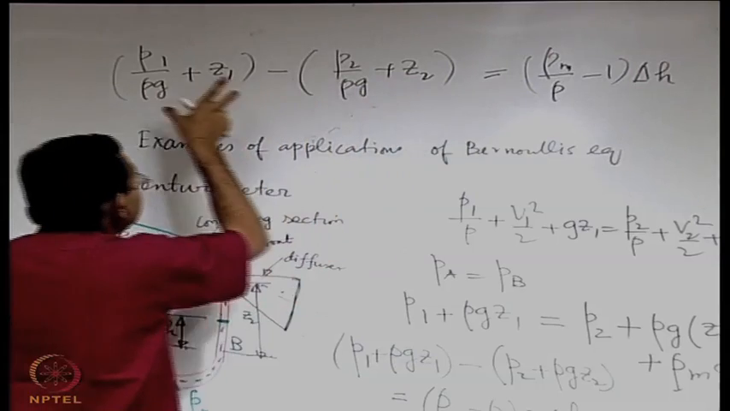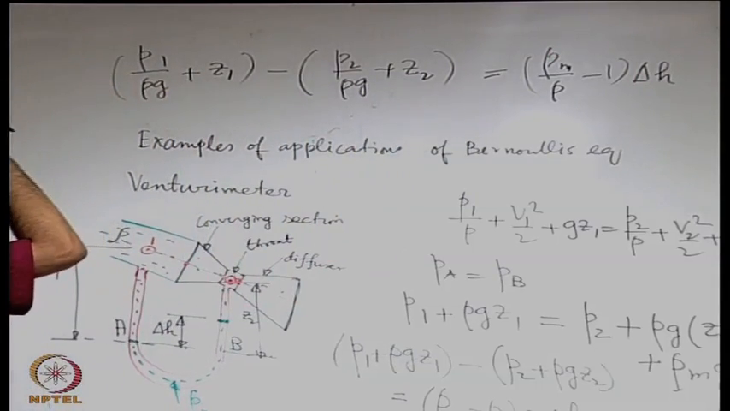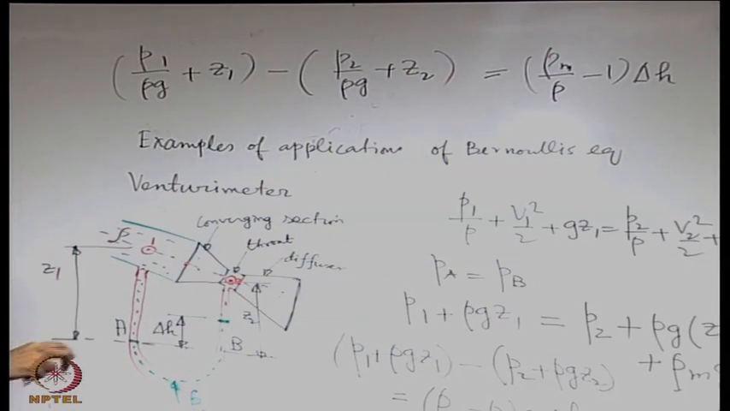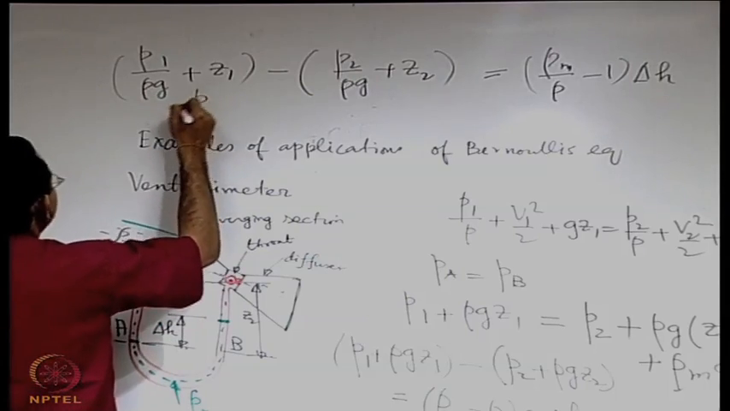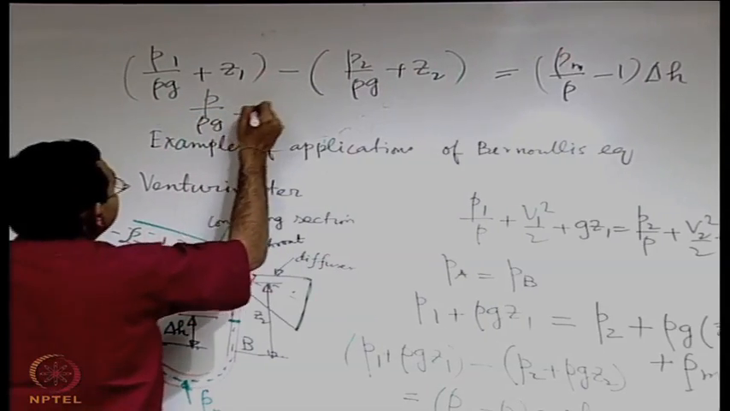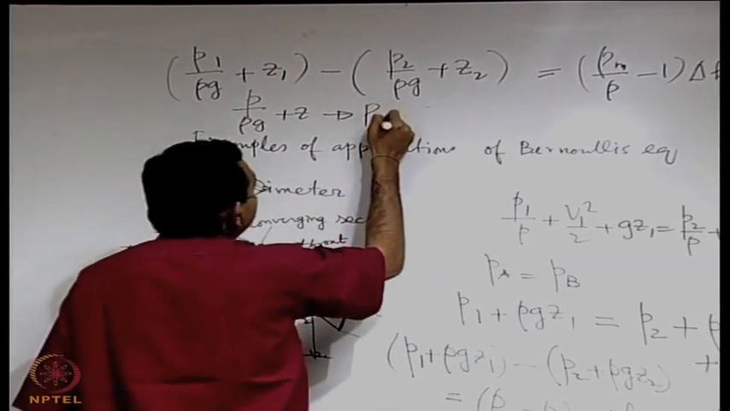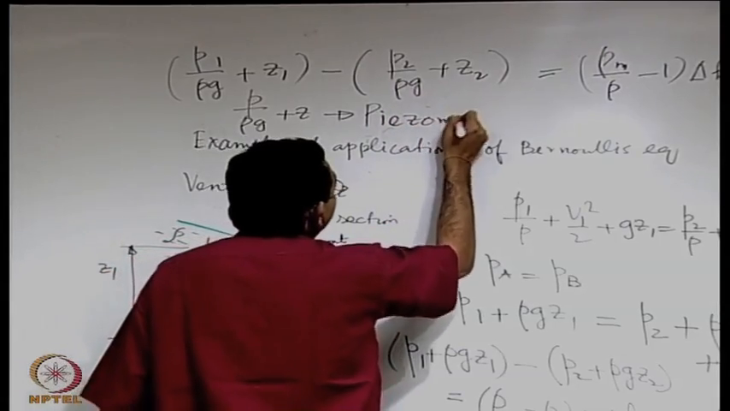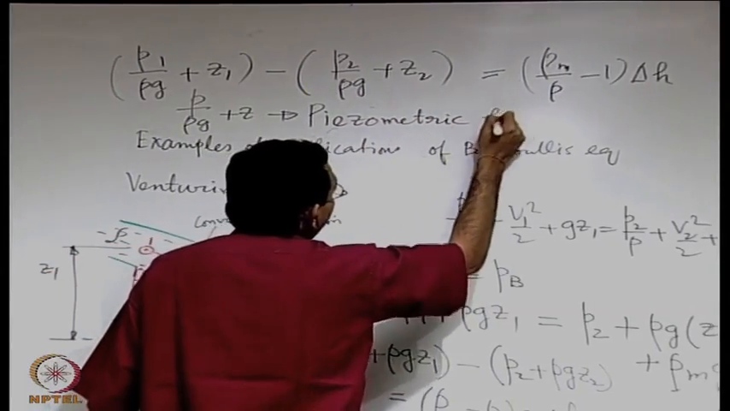collected term. This collected term, which is given by P by rho g plus Z, is known as a piezometric head. So P by rho g plus Z, this is called a piezometric head. Why is it called a piezometric head?